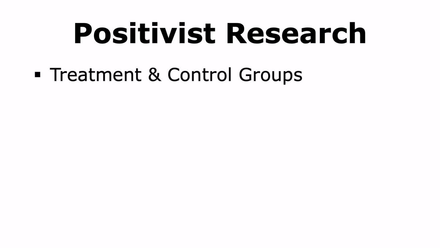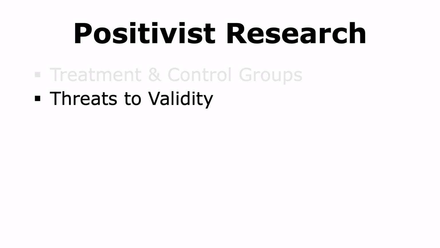The presentation is divided into 5 important topics associated with positivist research. First, there's treatment and control groups and your ability to identify which is which. Then there's threats to validity, and there are different types of threats to validity that you'll need to be able to identify.